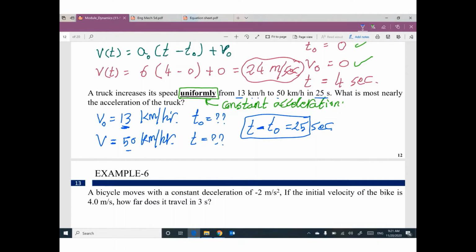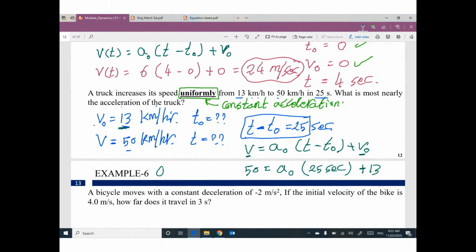What is most nearly the acceleration of the truck? Okay. We need an equation, a function of velocity, time, and acceleration. The same one. Velocity equals a naught times t minus t naught, plus v naught. The final velocity is 50. Acceleration is unknown. t minus t naught, the difference between initial time and final time, was 25 seconds. Plus initial velocity was 13 km per hour.